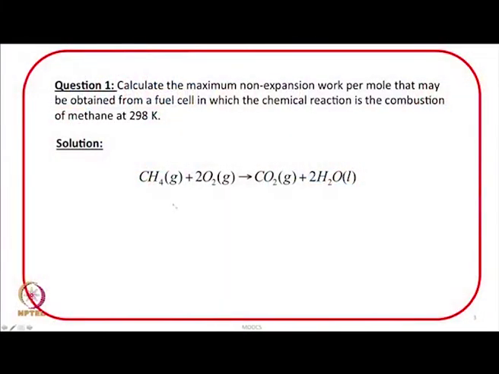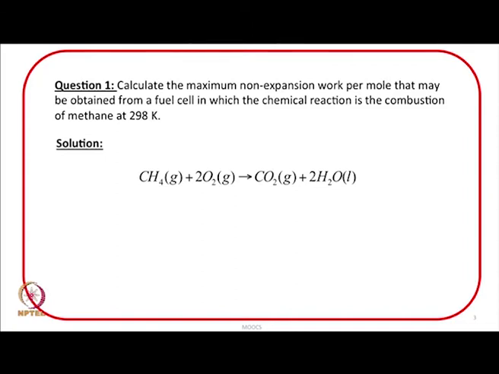The chemical reaction is combustion of methane. This reaction represents combustion of methane. Methane plus 2 moles of oxygen forming carbon dioxide plus 2 moles of water. And we are interested in knowing delta G for this reaction.